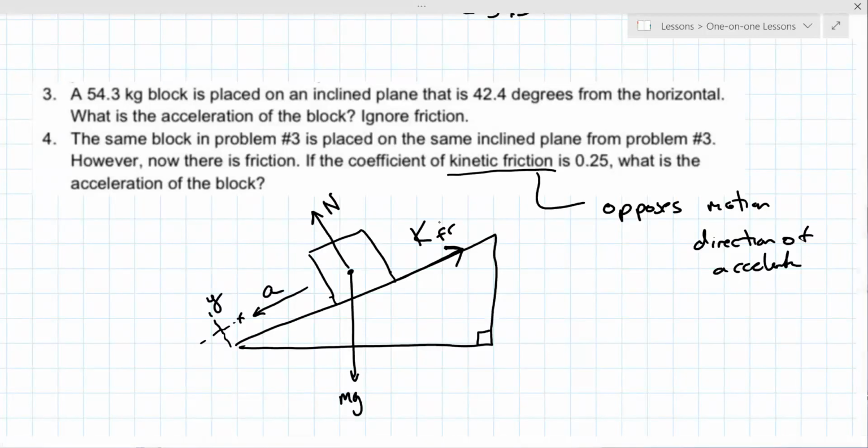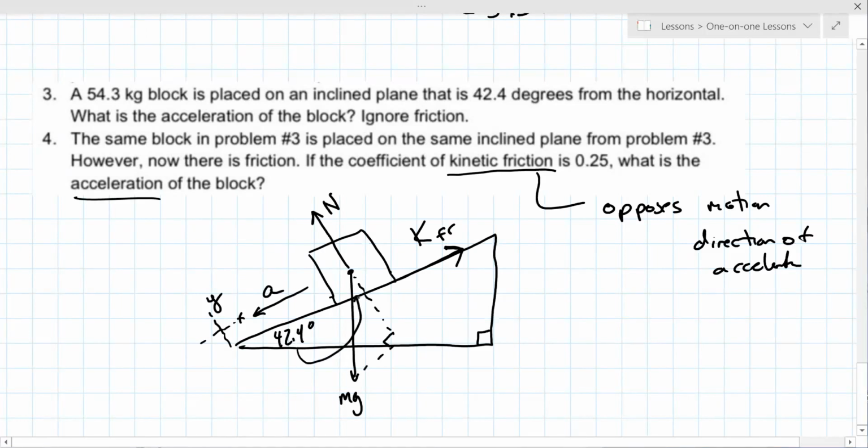So we need to find the acceleration, right? But that's kind of down the road. You're going to have to find the x and y components of weight here. This is 42.4 degrees. That means this angle up here is also 42.4 degrees. You've got to find the y component and the x component of weight.